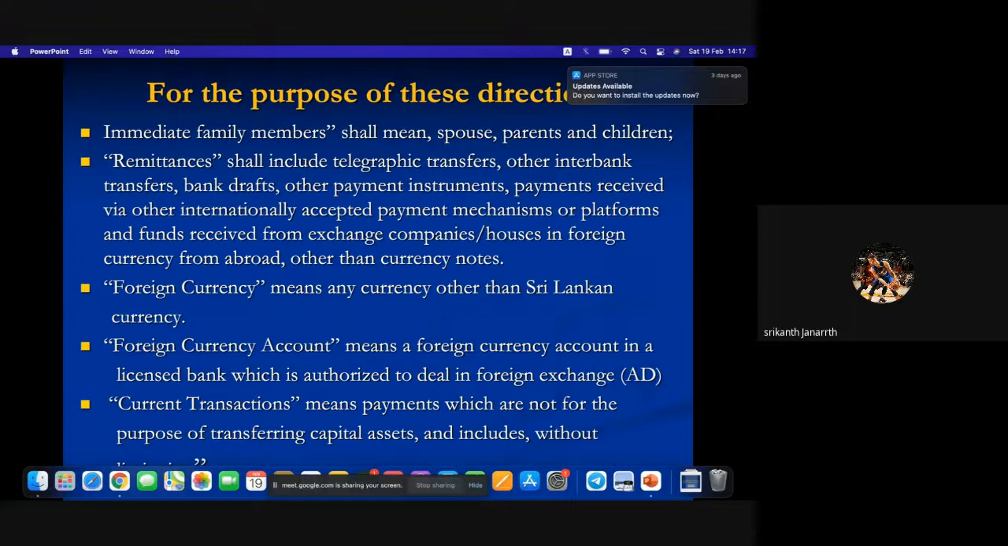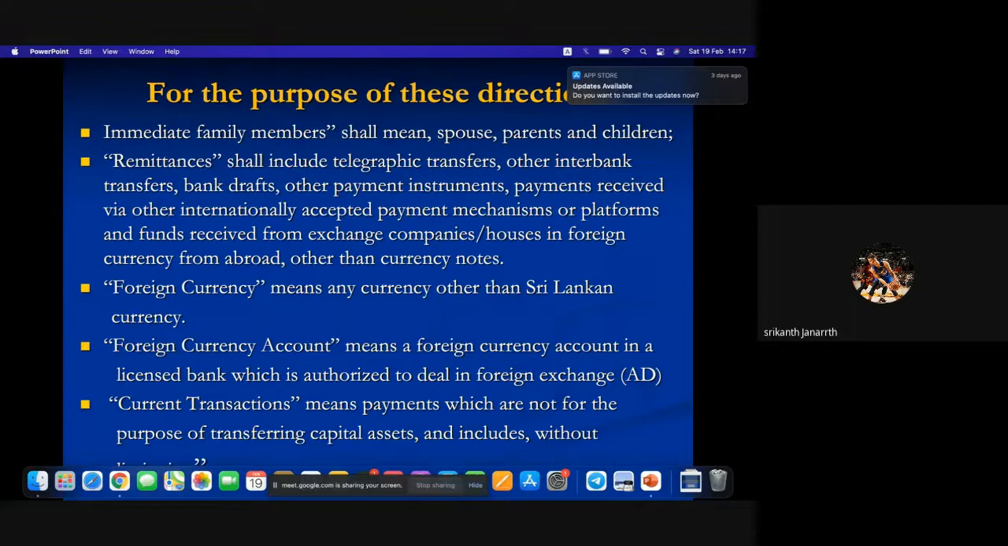Foreign currency means other than Sri Lankan rupee; any currency other than Sri Lankan currency is foreign currency. Foreign currency account means an account in a licensed bank, any foreign currency account maintained with an authorized dealer. So that's what we are going to learn now. Current transaction definition means any payment.